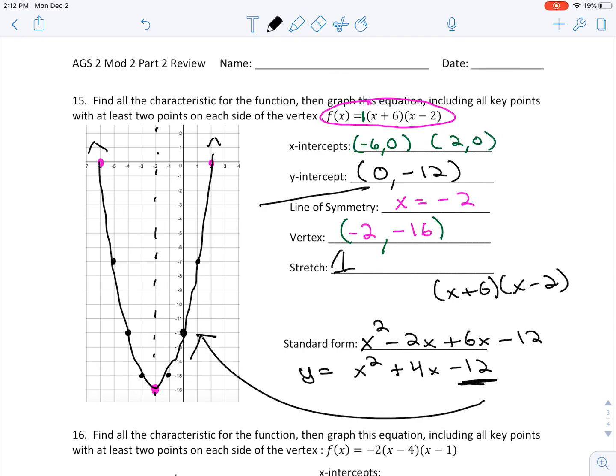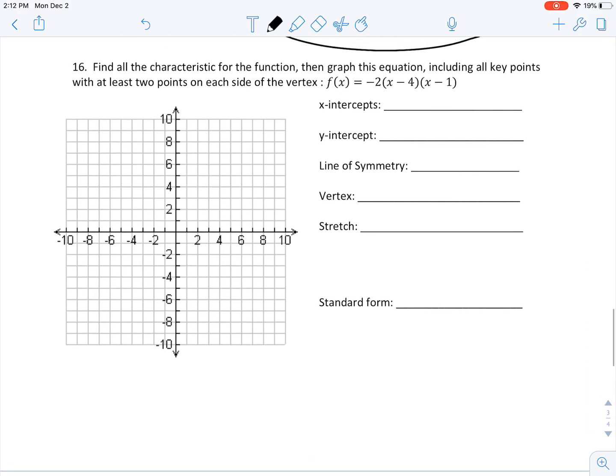I also could have plugged in 0 for y. All sorts of different ways to solve that. Same set of instructions here. X-intercepts, maybe try it on your own. What would make that 0? That would be 4, 0. And what would make that 0? That would be 1, 0.